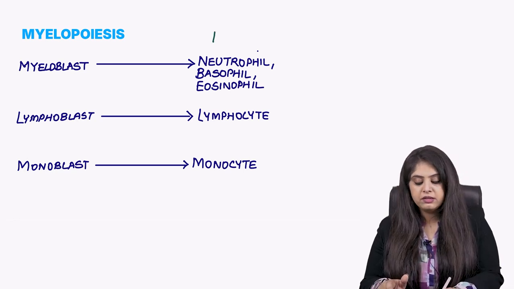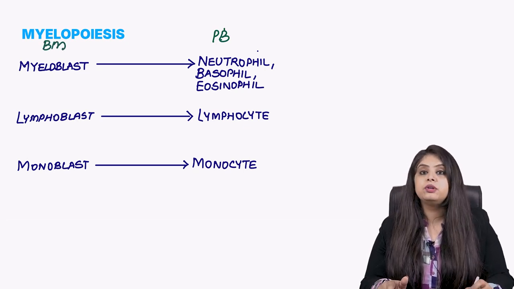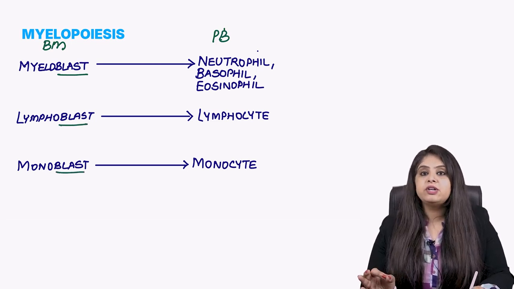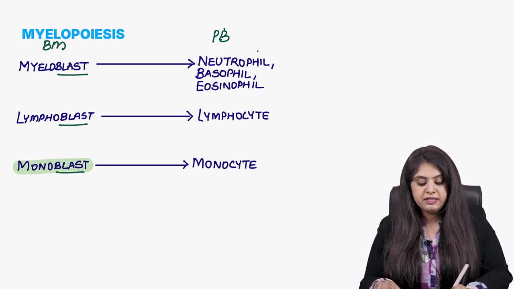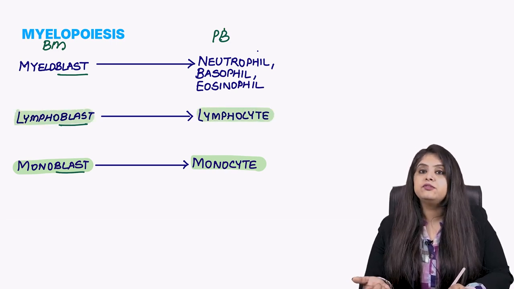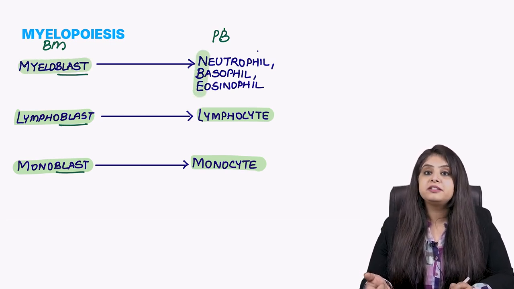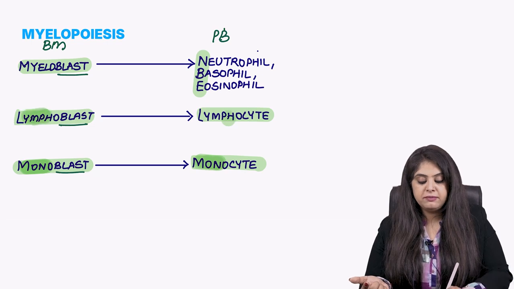What you're seeing over here is in the peripheral blood, but what has happened in the bone marrow, that is very important to know. So in the bone marrow, the first cell of every lineage has been a blast. So common sense tells me that monoblast will give rise to monocyte, lymphoblast will give rise to lymphocyte, then a myeloblast will give rise to all the things that are left, that is NBE, neutrophil, basophil, eosinophil. Repeating, monoblast, monocyte, lymphoblast, lymphocyte, and myeloblast will give rise to everything else.